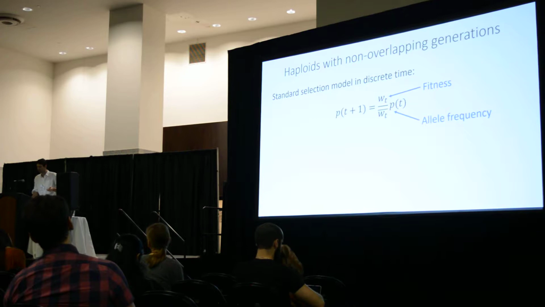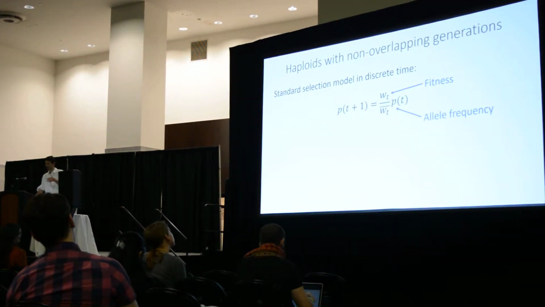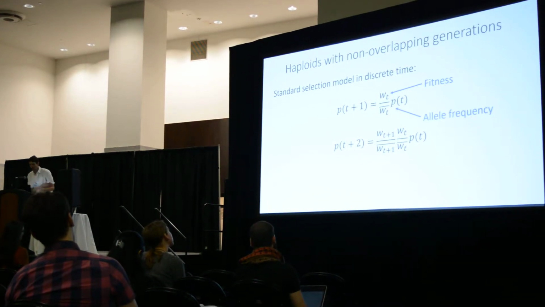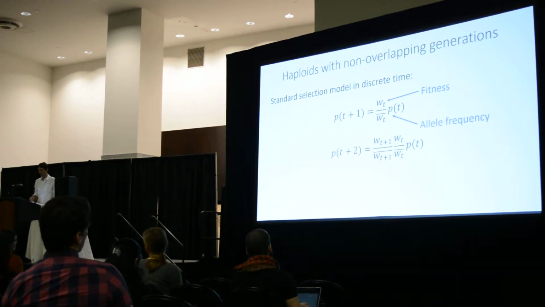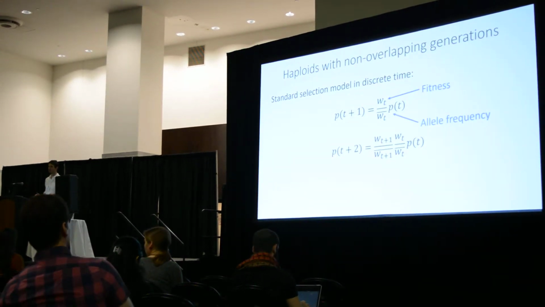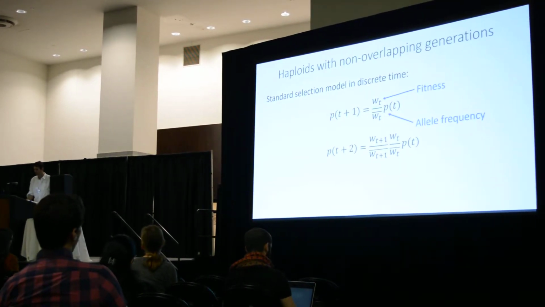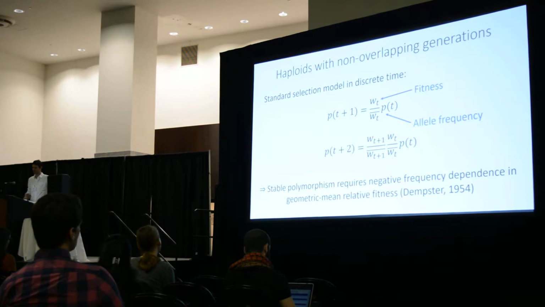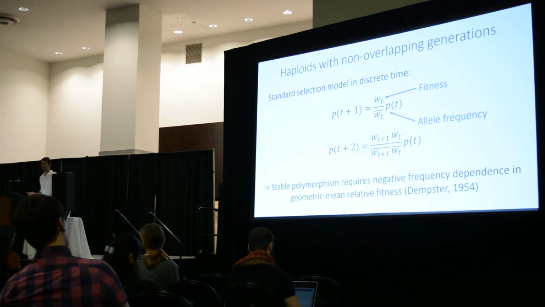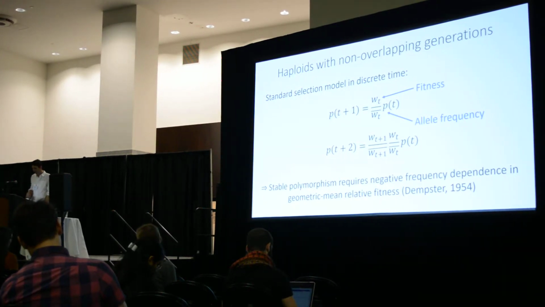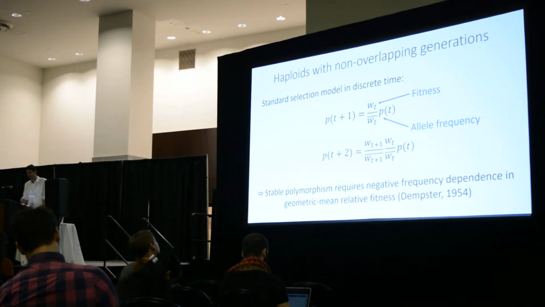Your frequencies are just multiplied by fitness to get the frequencies in the next generation. And because you multiply by fitnesses in this way, as you go forward in time, the fitness that matters in a fluctuating environment is the geometric mean fitness, so the average of these products over time. And so what this boils down to is that to have stable polymorphism in a fluctuating environment, you need negative frequency dependence in geometric mean fitness. So in other words, it needs to be better to be rare than to be common in the geometric mean.